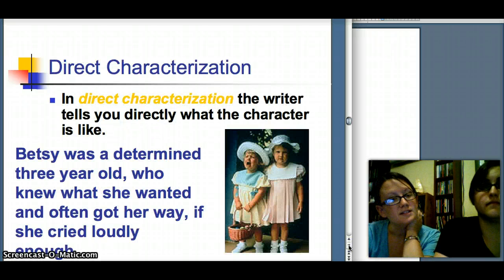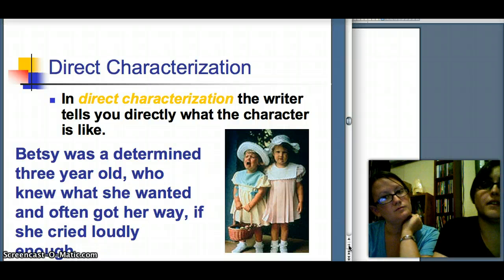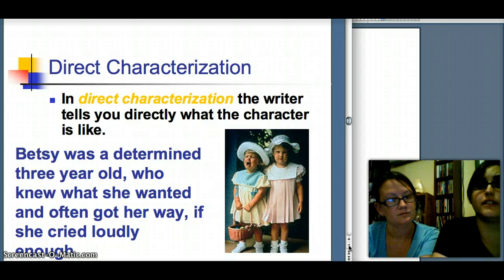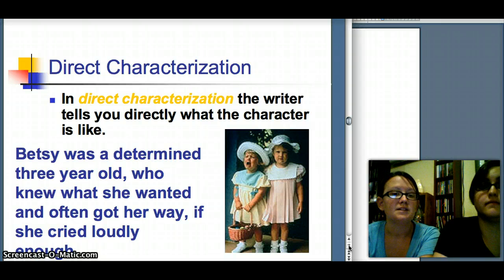All right, direct characterization. Sometimes the author tells you what he or she wants you to know about the character and says it directly. "Betsy was a determined 3-year-old who knew what she wanted and often got her way if she cried loudly enough." All right, it's pretty obvious. She's determined, she's 3 years old, and she knows how to get her own way.